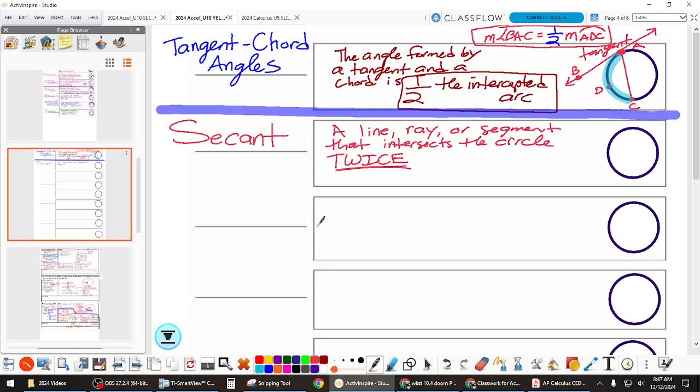Let's draw a picture, kind of like the one I just had. So there's a secant. But you could also have, from a point, two secants coming off of that point. So they're not tangent, and they are not necessarily congruent, right?